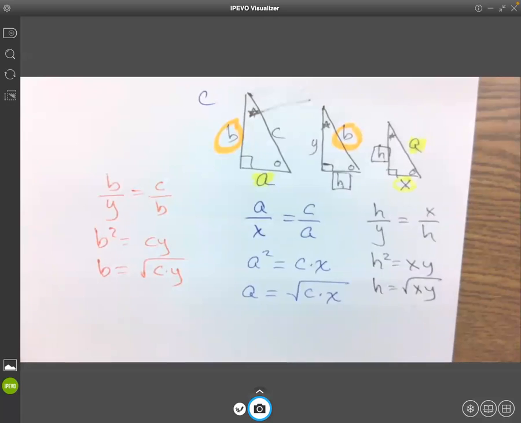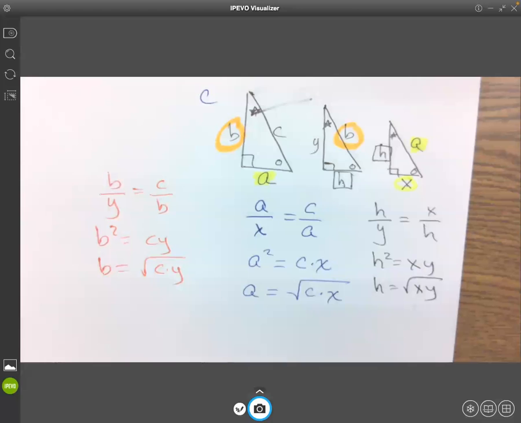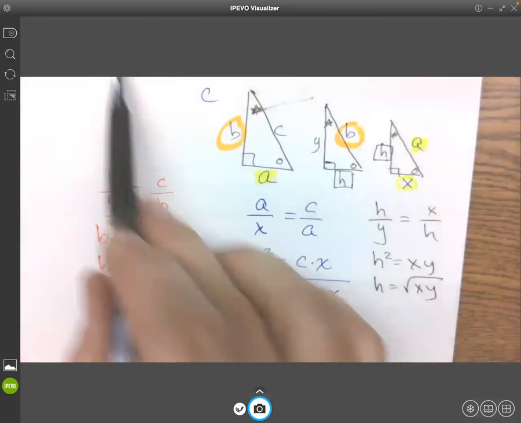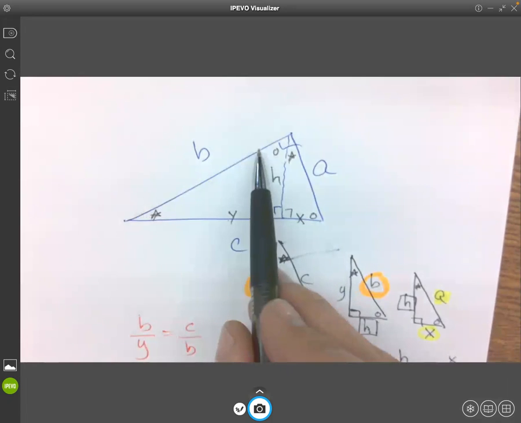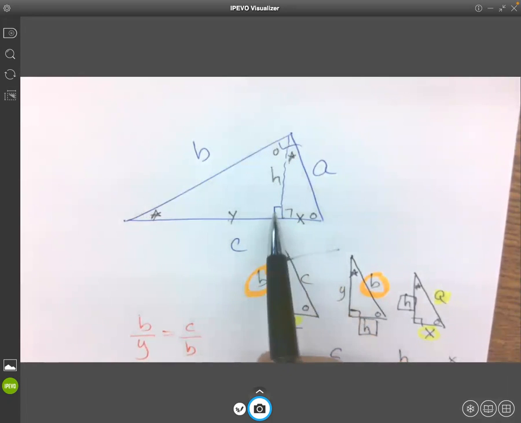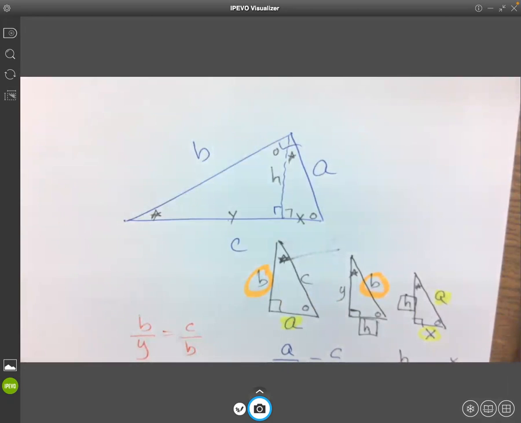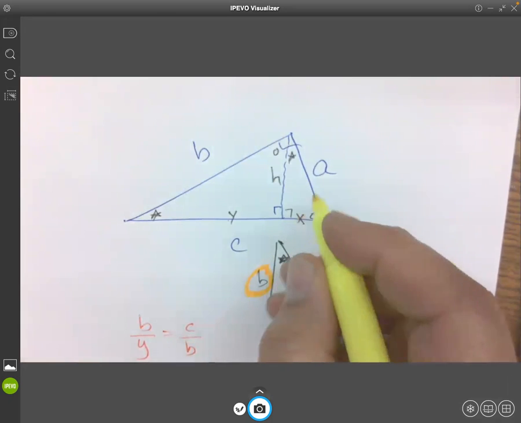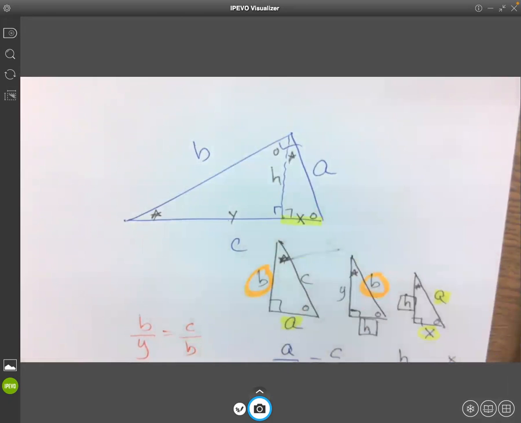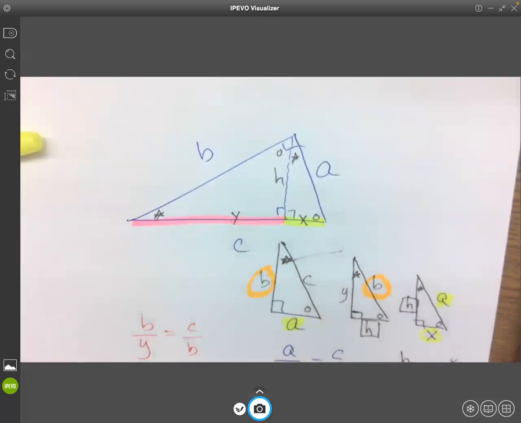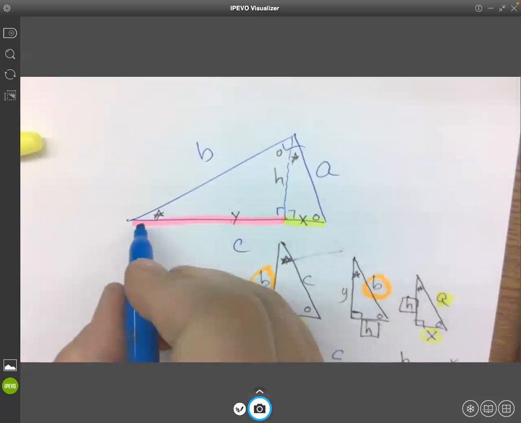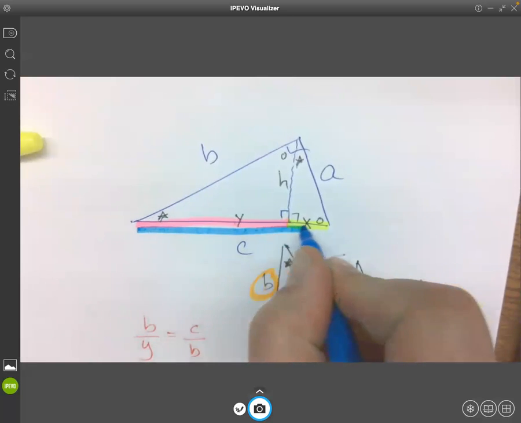So what this tells us is that when we have this scenario, a right triangle with an altitude dropped to the hypotenuse, we can actually create side length relationships that are the geometric mean. And you guys have figured out by now, I'm a visual kind of person. So what I'm going to do is I'm going to color this side yellow. I'm going to color this part red. And I'm going to color this part blue.